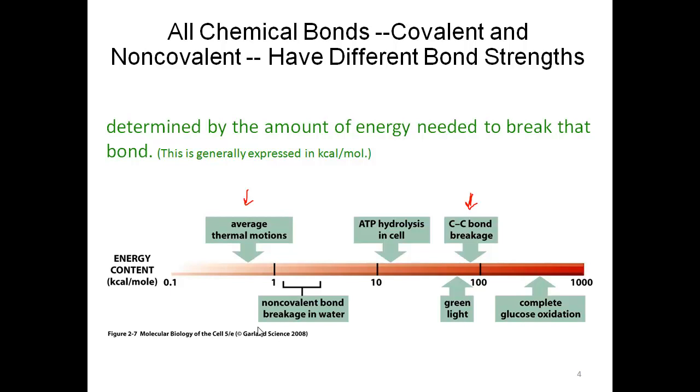Non-covalent bonds in water, like hydrogen bonds, can be from 1 to a few, 2 or 3, kilocalories. And average thermal motions are large enough to disrupt those. When we hydrolyze a molecule of ATP in the cell, we will get about 11 to 12 kilocalories per mole from that, versus approximately 670 kilocalories for the complete oxidation of a glucose molecule.